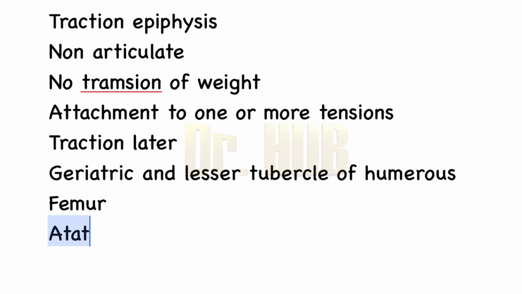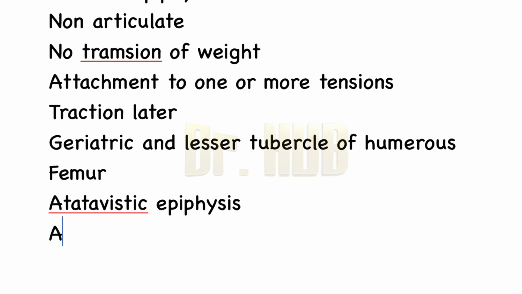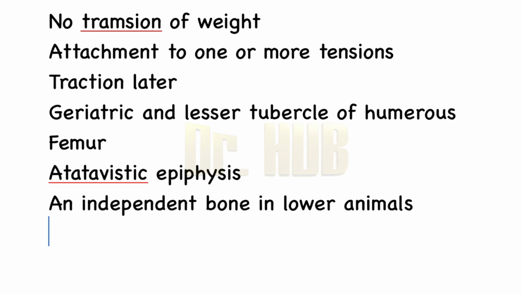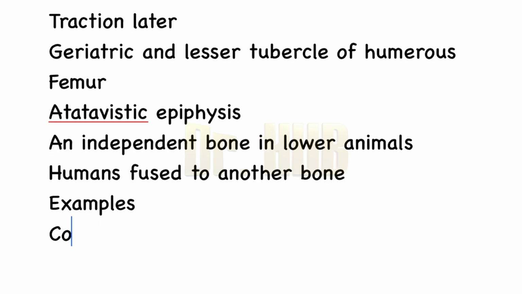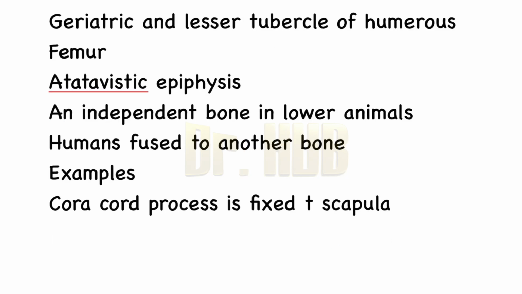Then is the atavistic epiphysis. Atavistic epiphysis is an independent bone in the case of the lower animals, but in humans has fused to another bone. What are the examples? The examples include the coracoid process. The coracoid process is fused to the scapula in humans, but separate in the case of the legged animals.